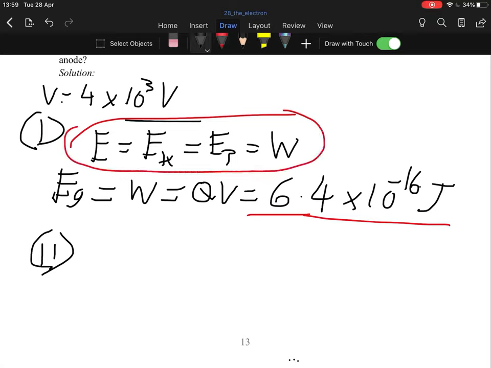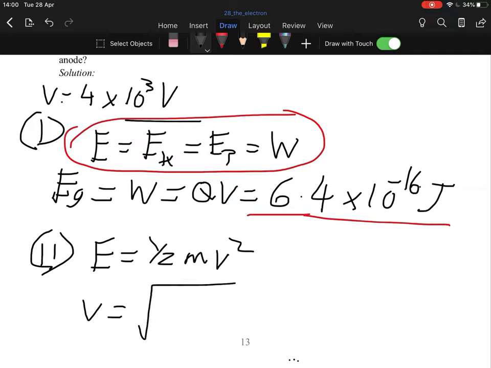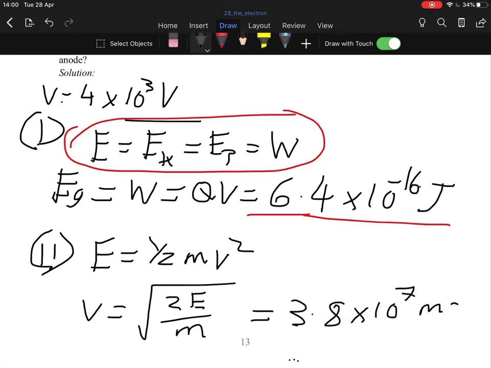So what else is that? Energy gained. What do we say up here? What are all the energies? They are all the same. So therefore, what equation will give us everything bar one, including our V? Okay. So V equals the square root of 2 times the kinetic energy divided by m. And we should end up with 3.8 by 10 to the 7 meters per second.